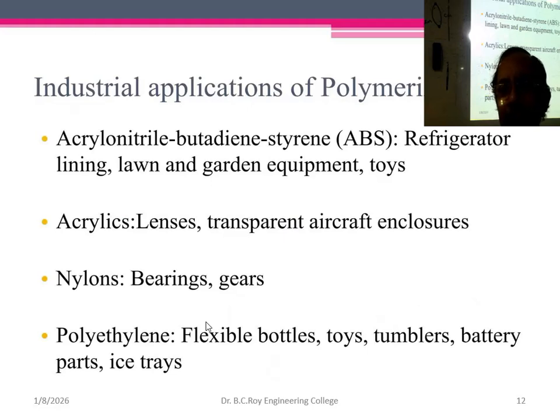Now an industrial application: acrylonitrile butadiene styrene, ABS, used in the refrigerator. You see, these are applications given where they are used. Nylon for bearings and gears, nylon giving toughness to the tire also. Polyethylene for flexible bottles, toys, tumbler, mug, jug, bucket. These are all polythene. Mug, jug, bucket. Normally that we are using at our households.